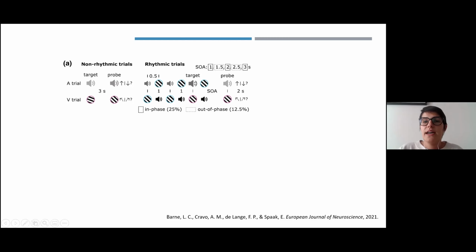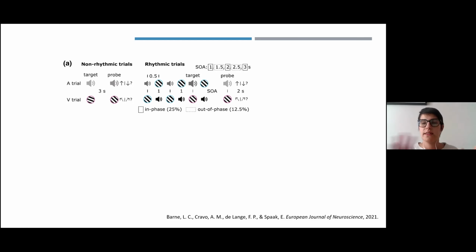But we also have another thing here. The probe could happen at different SOAs, and these SOAs were related to the stream that was presented. So the probe could be presented at 1, 1.5, 2, 2.5, and 3 seconds after the target. And 1, 2, and 3 were in phase with the previous attended stream, and 1.5 and 2.5 were out of phase with the attended stream. So in a sense, we had both.